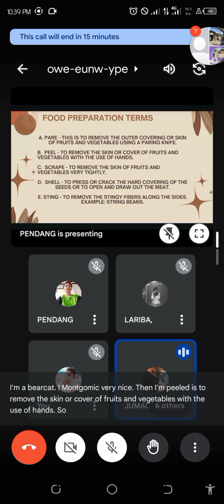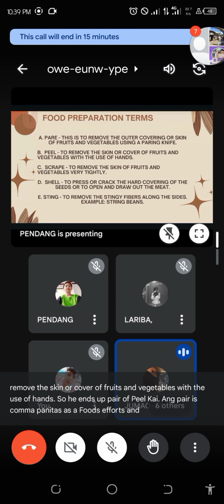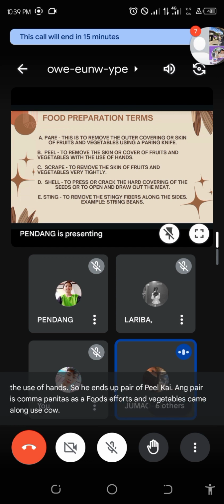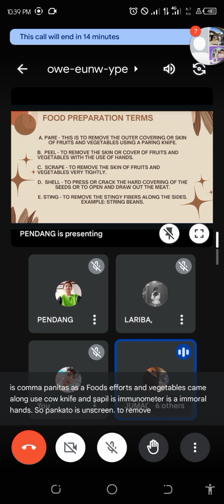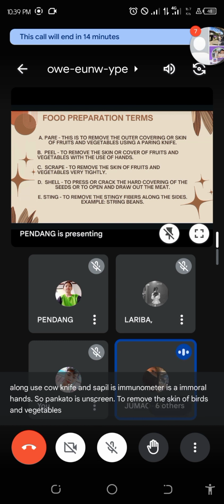So, ang kalahian sa pare ug peel, kay ang pare is, kung magpanit ka sa foods, fruits and vegetables, mag-use ka og knife. And sa peel is, imong gamiton is ang imong hands. So, pangatulo is ang scrape. To remove the skin of fruits and vegetables very thinly.